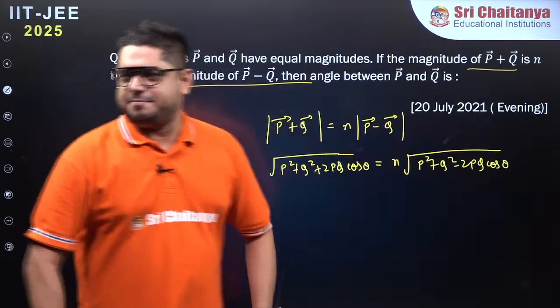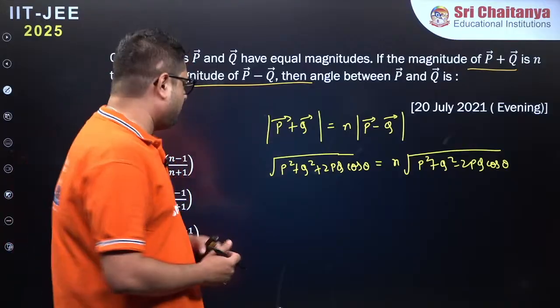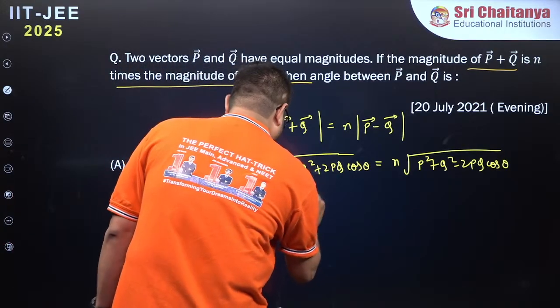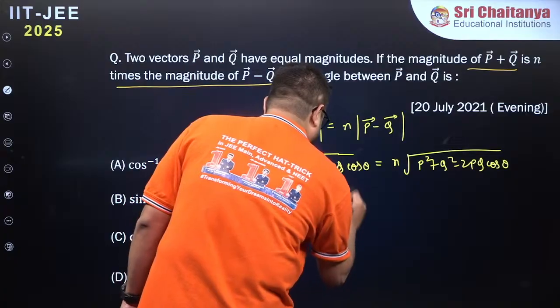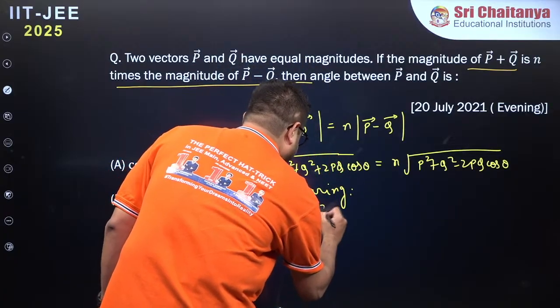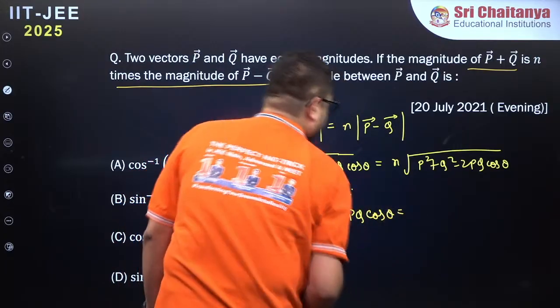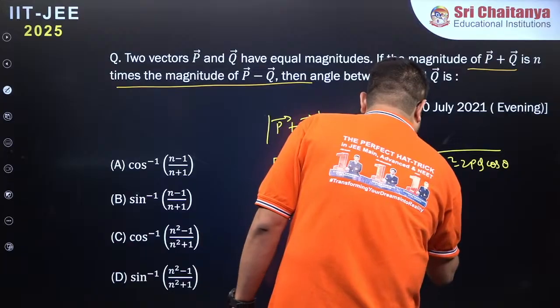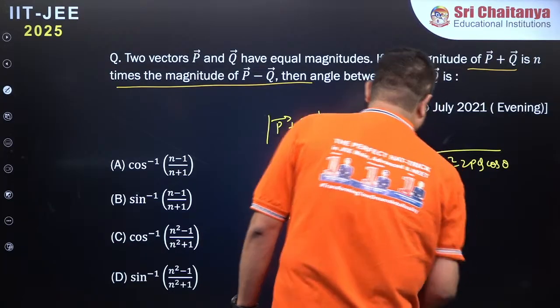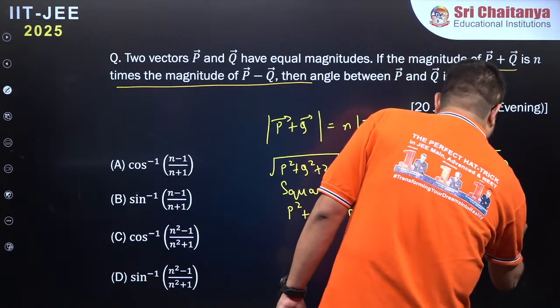If yes, give a thumbs up. Let's try to solve it accordingly. What do we have to do, everyone? See, squaring on both sides, what I will be getting: P square plus Q square plus 2PQ cosine of theta is going to be equivalent to n square, and over here I will be having P square plus Q square minus 2PQ cosine of theta.